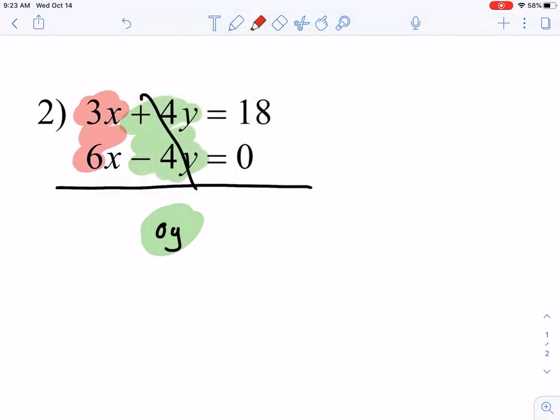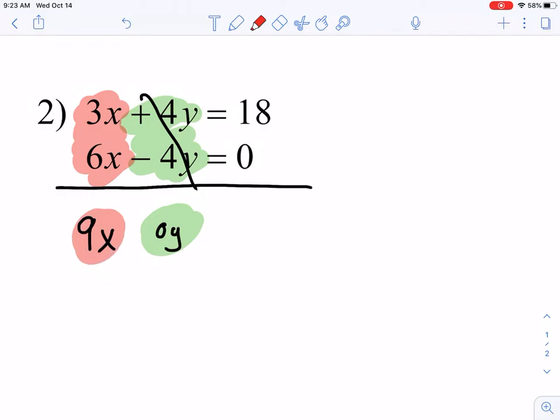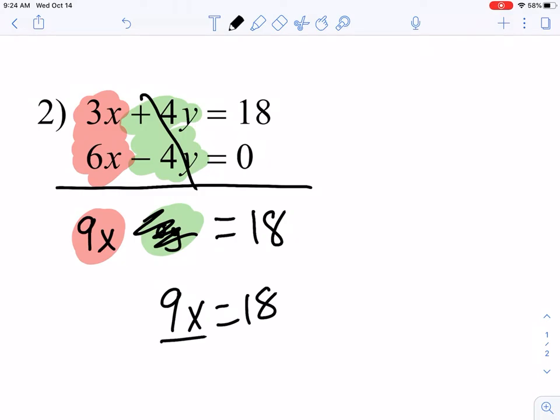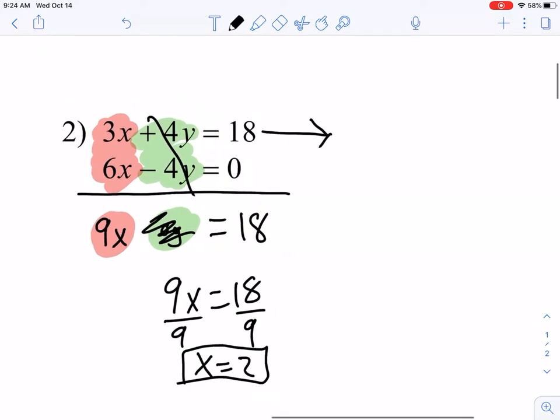Looking over at the front, we have 3x and 6x. If I were to combine those, I would get 9x. And this equals 18 plus 0, which is 18. So I really don't need this 0y, so I'm just going to rewrite 9x equals 18. Then we do a one-step equation to solve for x. X equals 2. So that's the first part. The second part is we plug that into either equation, either the top or the bottom. For this one, I'm going to choose the top equation. You can just pick whichever one looks easiest to you.